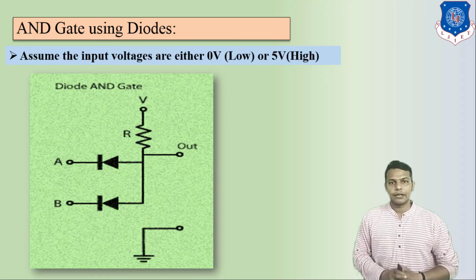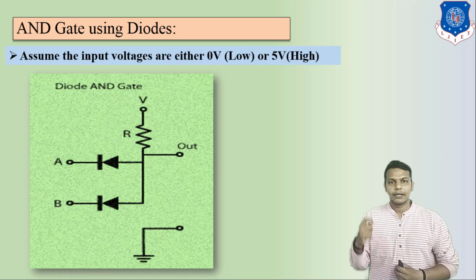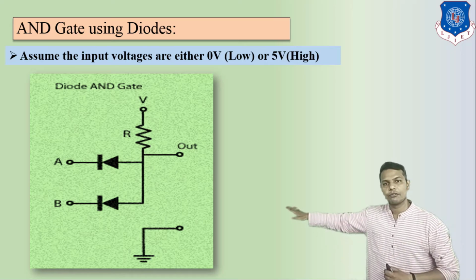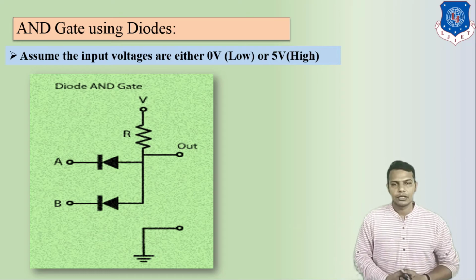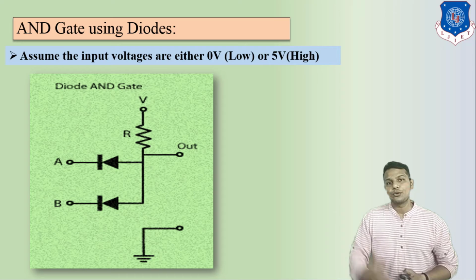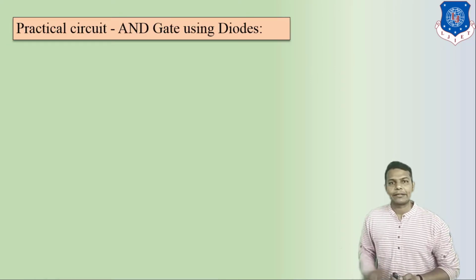That means if you apply A is equal to 1 and B is equal to 1, then your output will be 1 at your B output side. So this is the basic theory of AND gate using diode. So here we can see the practical circuit.